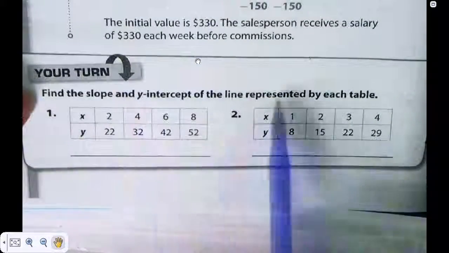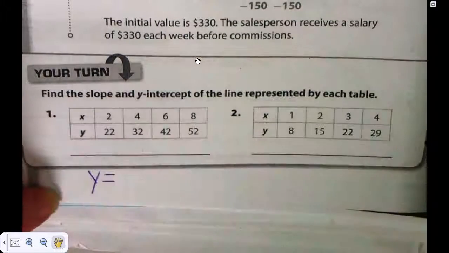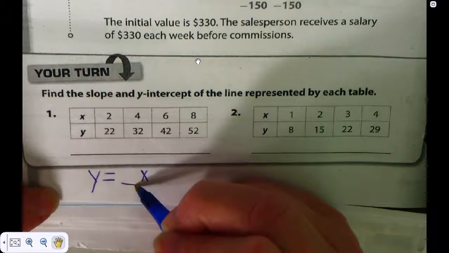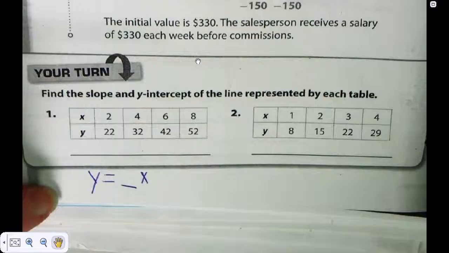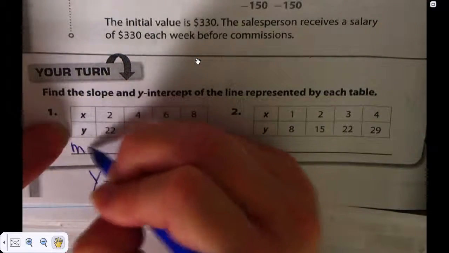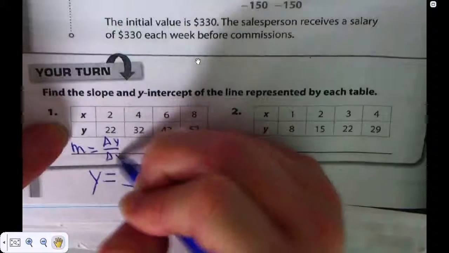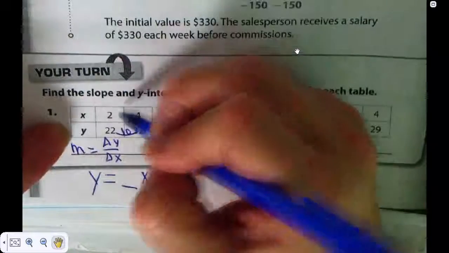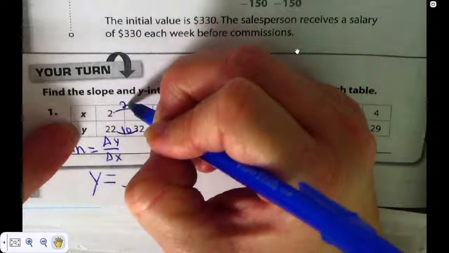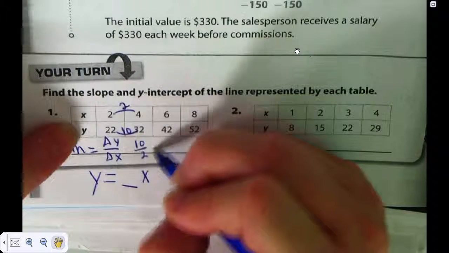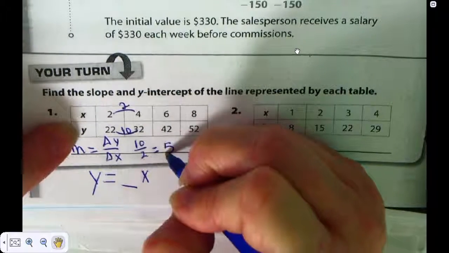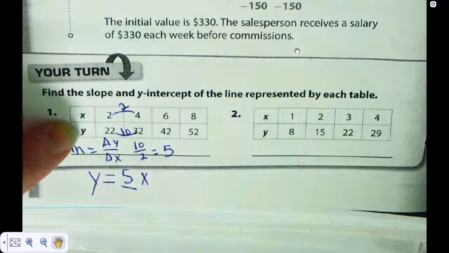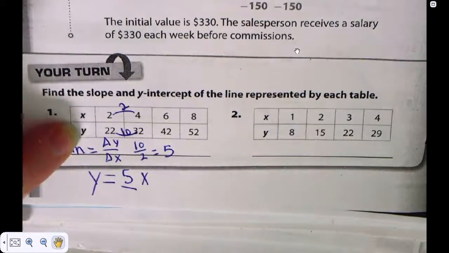It says find the slope and y-intercept. So we're trying to find the slope and what the y-intercept is. Okay? So the first thing we're going to do is find the change in y over the change in x. 22 to 32, what's that going to go up? 10. And 2 to 4 goes up 2. So 10 over 2 is 5. The slope is 5. So everybody see how we got 5?